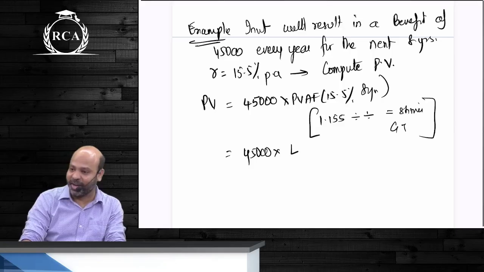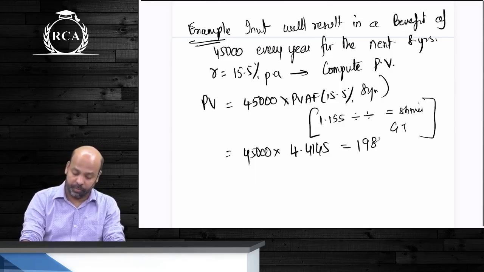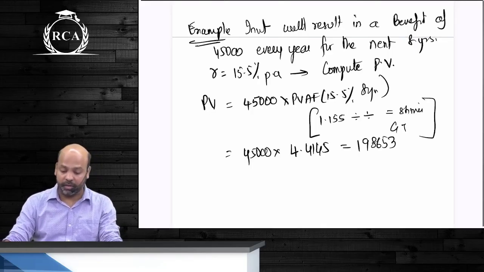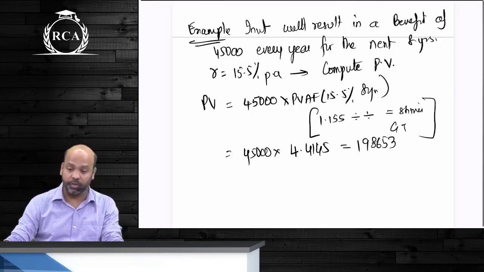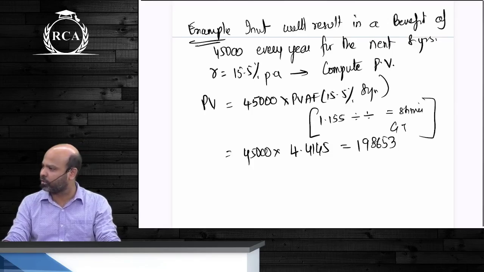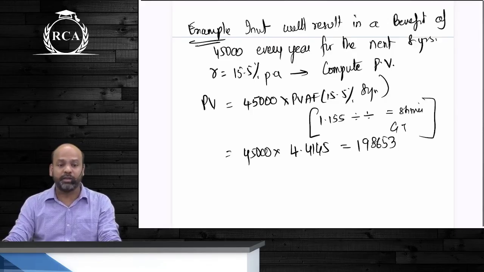हाँ. 4.4145. What's the present value after you multiply? 1,98,653. So if you deposit 1,98,653 today at an interest rate of 15.5%, you're going to receive 45,000 every year for the next 8 years. Are we all clear about this present value of annuity? Yes or no, guys? हो गया सबका ये?